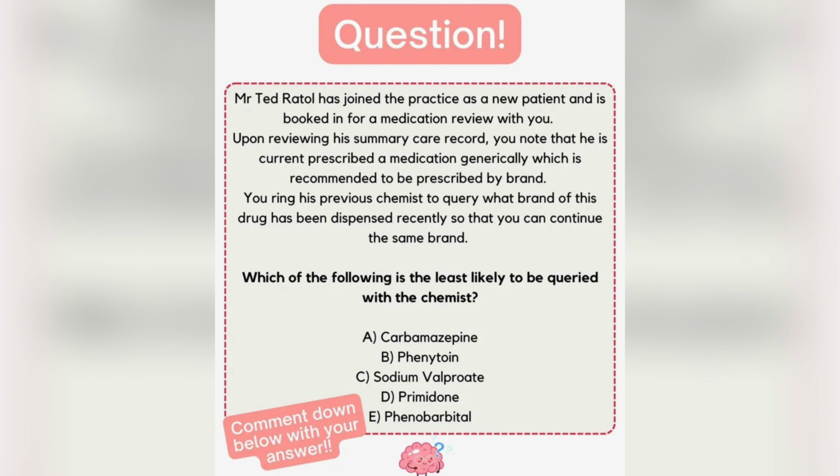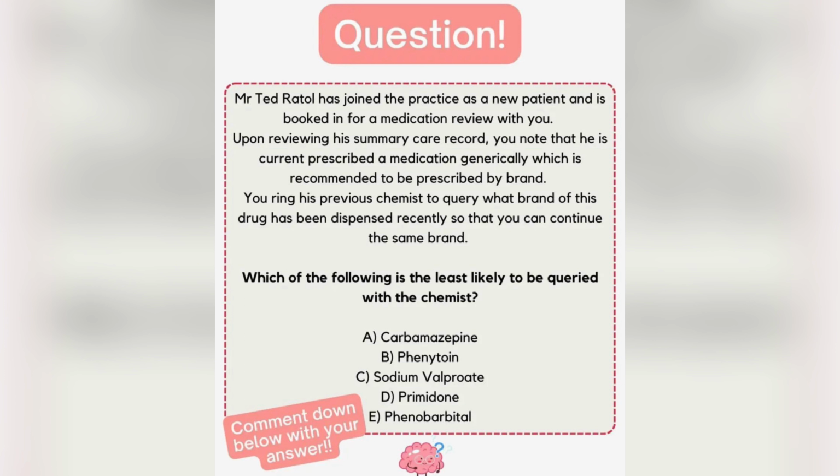Question for today's topic: medical history for the question. Murted Ratol has joined the practice as a new patient and is booked in for a medication review with you. Upon reviewing his summary care record, you note that he is currently prescribed a medication generically which is recommended to be prescribed by brand. You ring his previous chemist to query what brand of this drug has been dispensed recently so that you can continue the same brand.